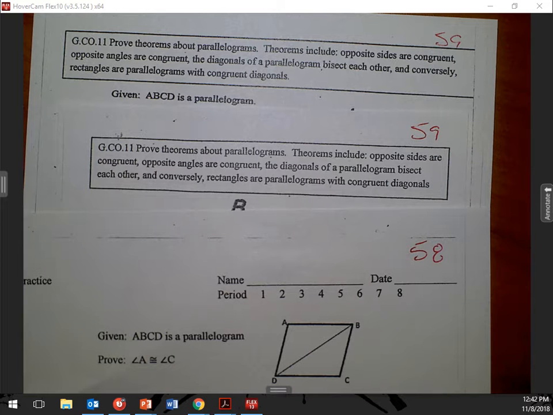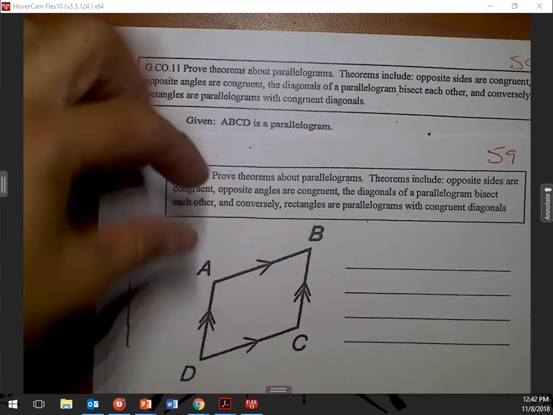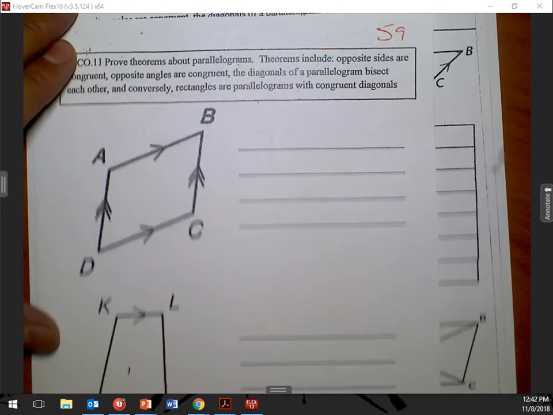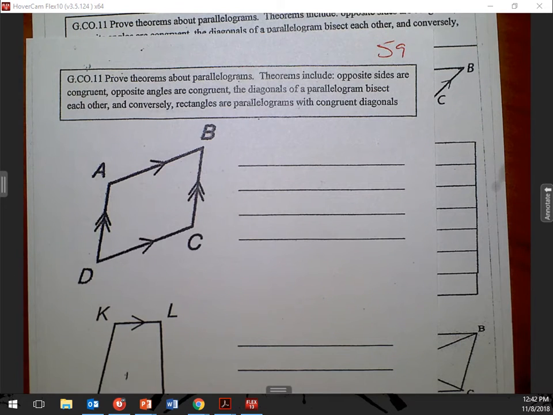All right, so let's go over this now. 58 is going to be the practice side, where it even says extra practice on it. 59 is going to be my notes, and we're going to start with the information that we have from the previous.